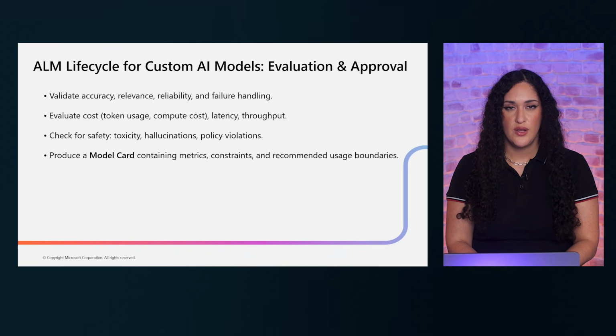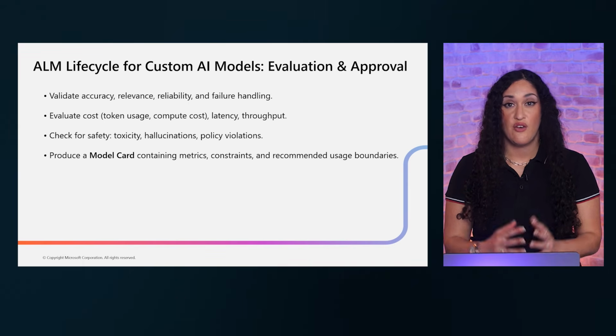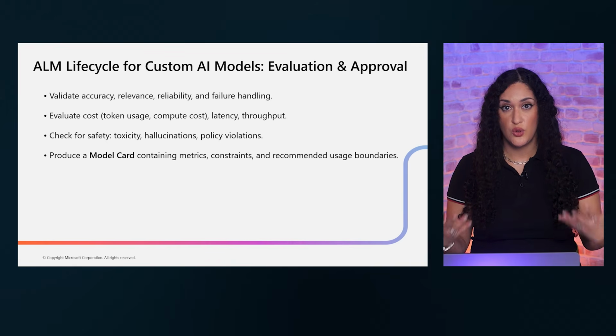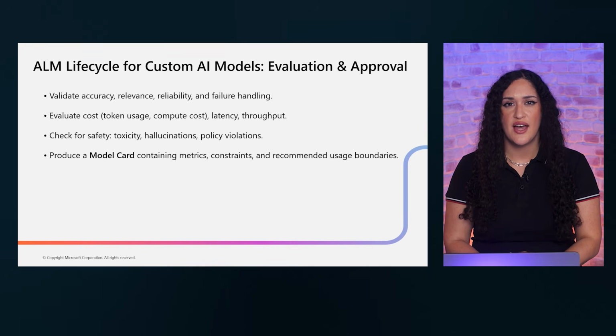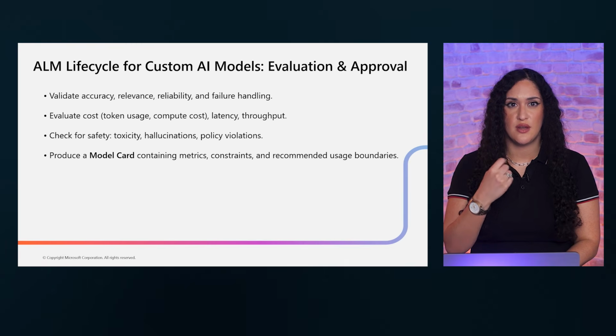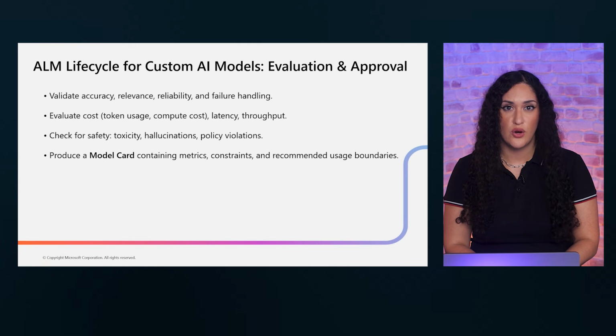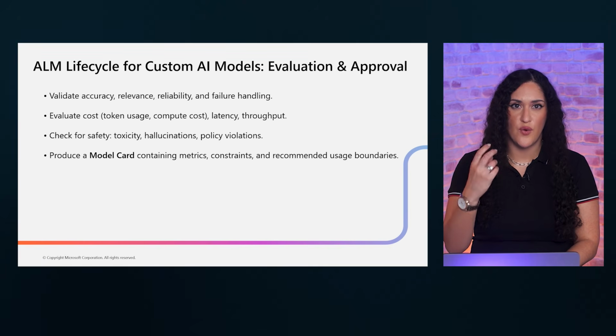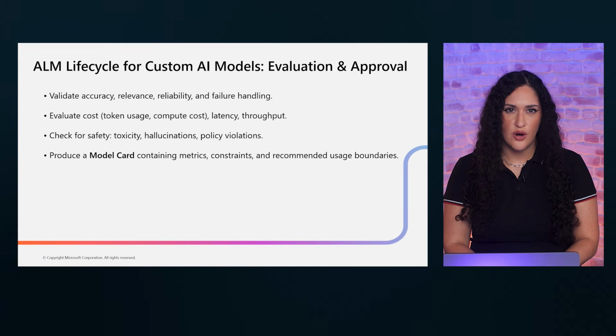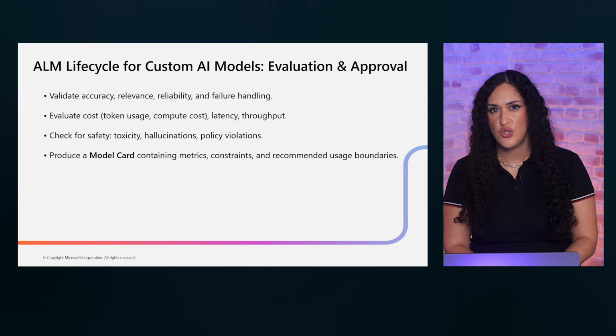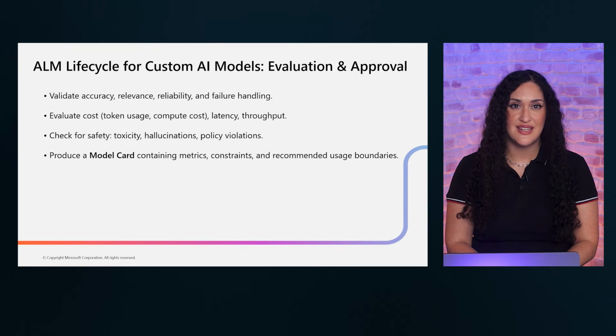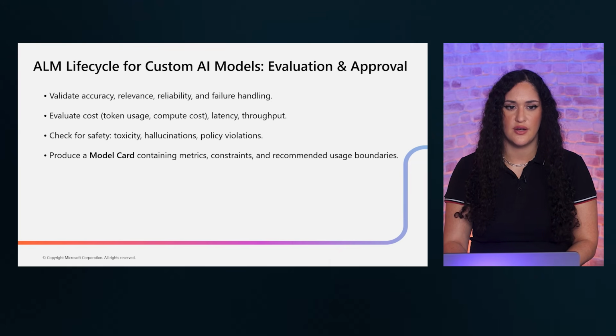Evaluation and approval is your quality checkpoint. Validate accuracy, relevance, reliability, and failure handling. Evaluate cost factors like token usage and compute cost, plus latency and throughput, under realistic conditions. Check for safety issues including toxicity, hallucinations, and policy violations, and produce a model card that documents metrics, constraints, and recommended usage boundaries. The model card is your model's resume. It tells stakeholders exactly what the model can and cannot do, under what conditions, and with what level of confidence. Make it thorough, honest, and accessible to both technical and non-technical audiences.